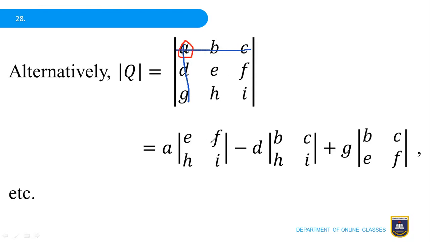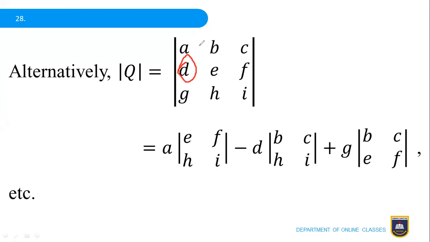Now you are left with EF, HI, minus, I'm picking the D. I told you I'm using the first column, so I'm going to pick the D now. And if I pick the D, don't forget that this D here is negative. So minus D. Now let's get the cofactors. So to get the cofactors, I'll select my D.